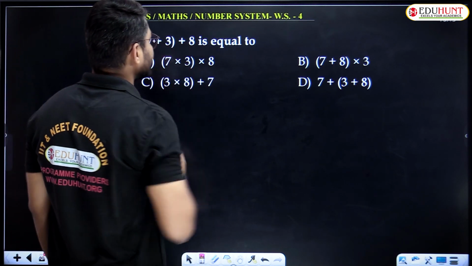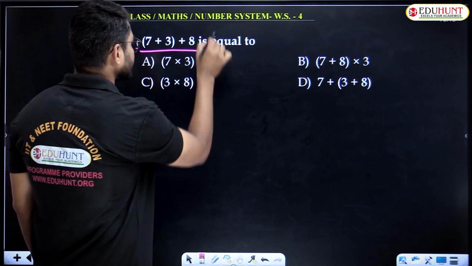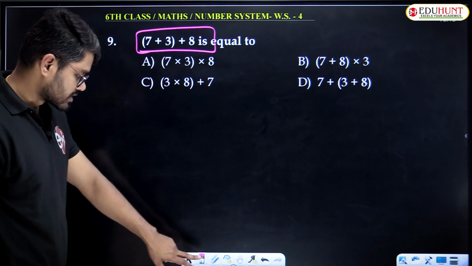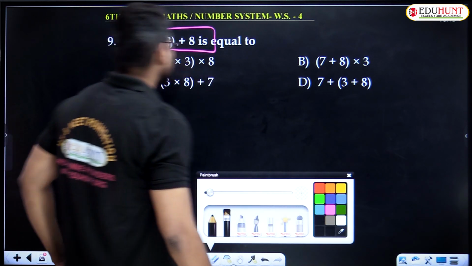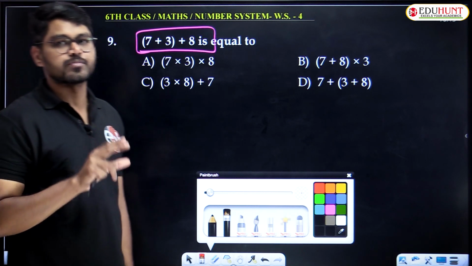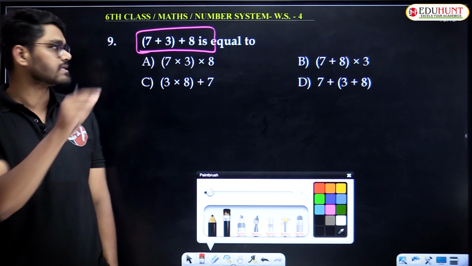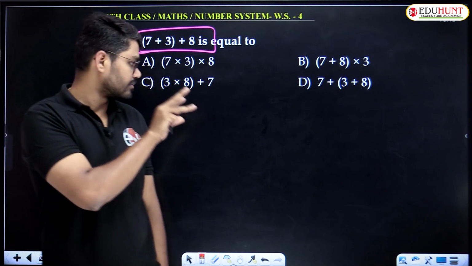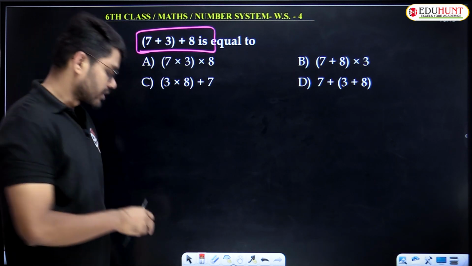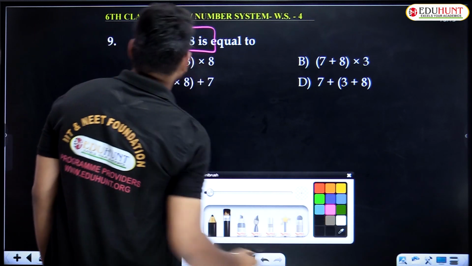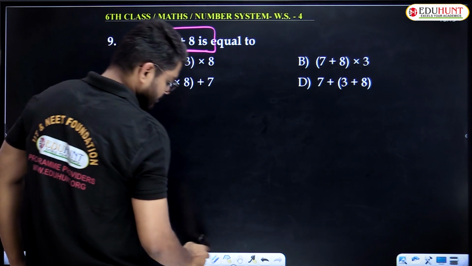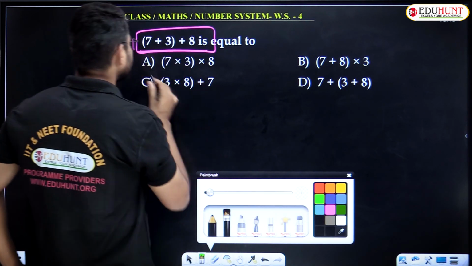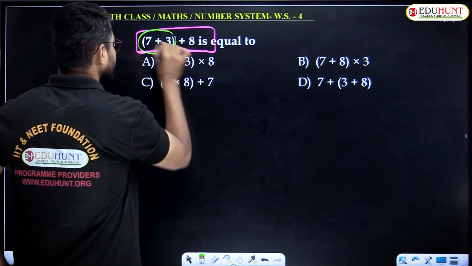7 plus 3 plus 8 is equal to. There are 3 numbers in this question. 3 numbers means that is associative property. When we talk about properties, where there are 3 numbers, that is associative property. Okay, students. 7 plus 3 plus 8 is nothing but, see, first check the result.